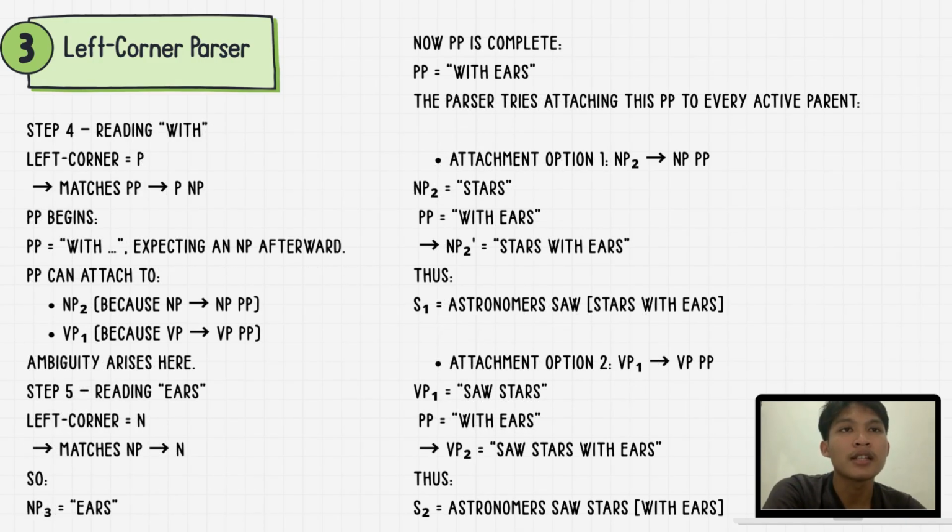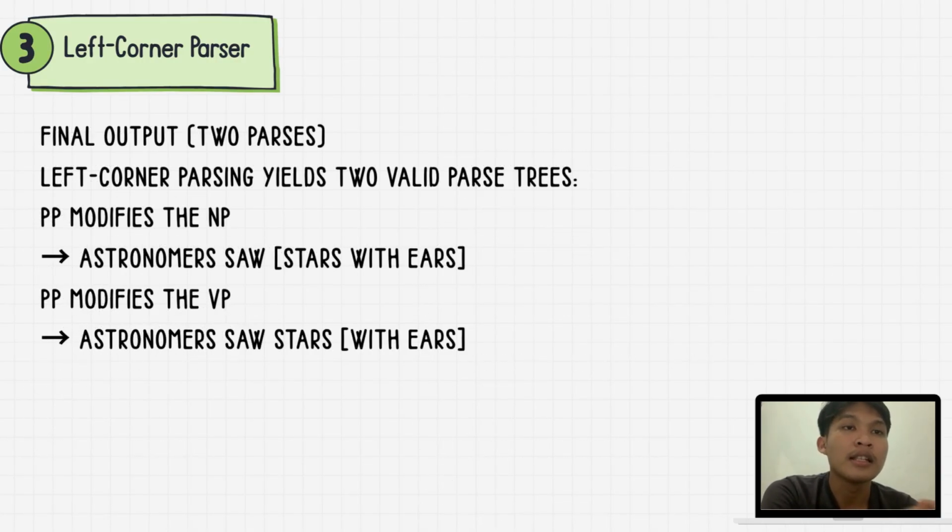When with is encountered, the PP with ears needs to attach to both the NP, stars, and the VP, saw stars. Ears completes the PP, and the parser follows both paths and successfully computes option 1, NP attachment, and option 2, VP attachment. The final output shows that the left corner parser, just like Earley, successfully found two valid parse trees. This demonstrates its strong control over the parsing process, especially with ambiguity.